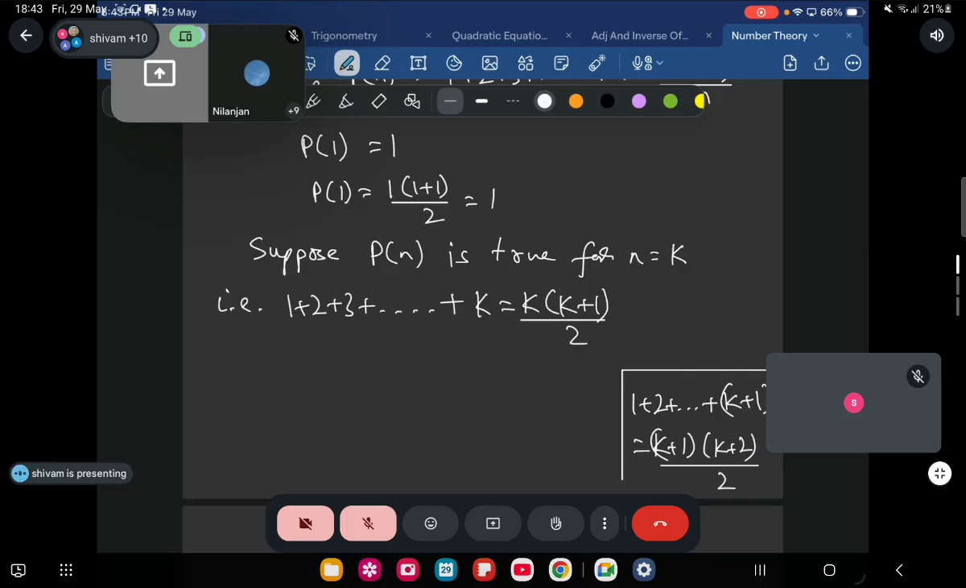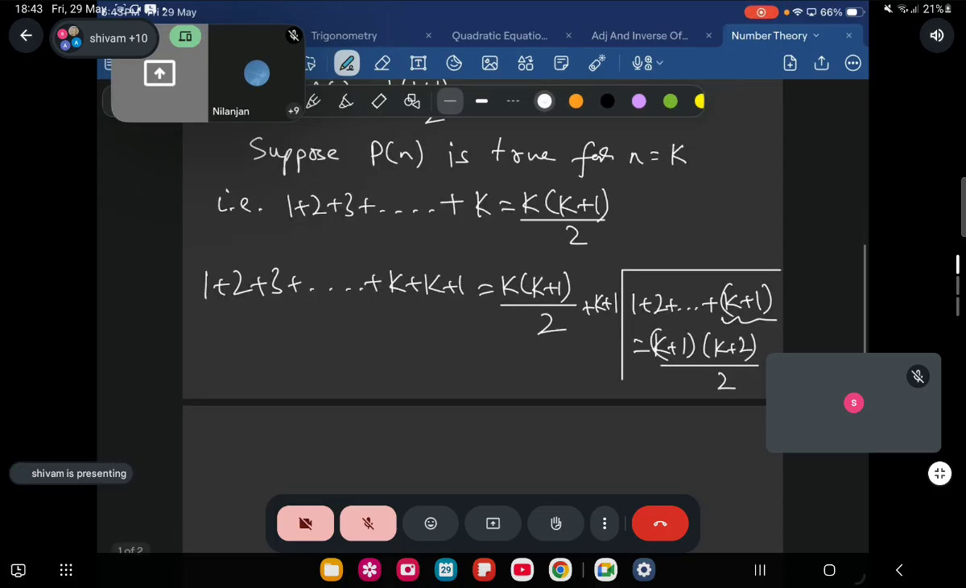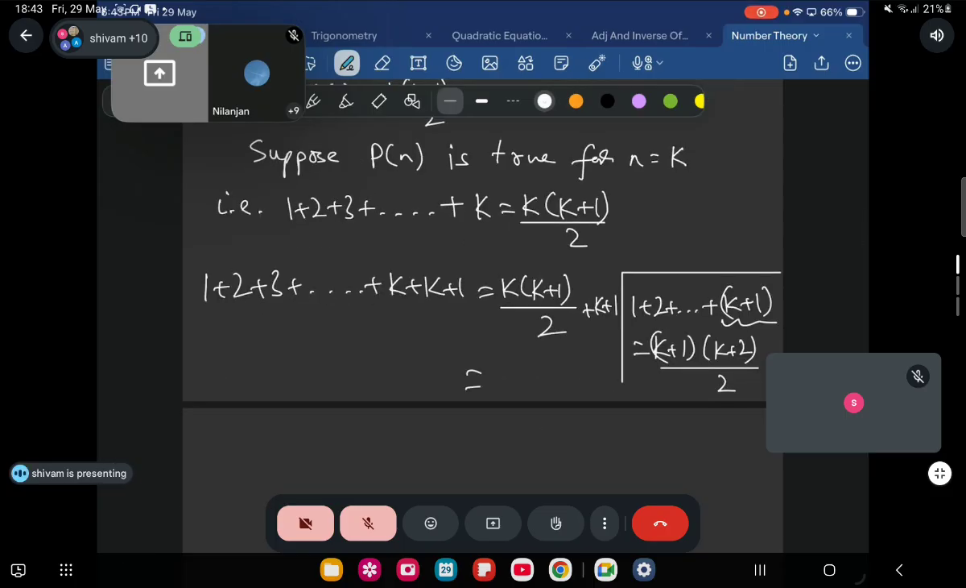So what I'm going to do is add k plus 1 on both sides. So 1 plus 2 plus 3 plus up to k plus 1 will be equal to k into k plus 1 by 2, plus k plus 1. Now over here, when you take 2 as LCM, in the numerator, what are we getting?